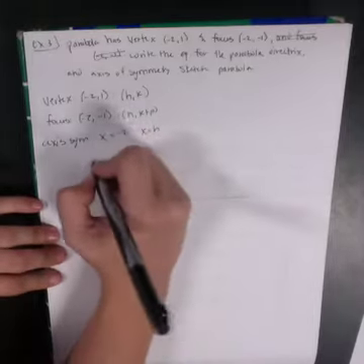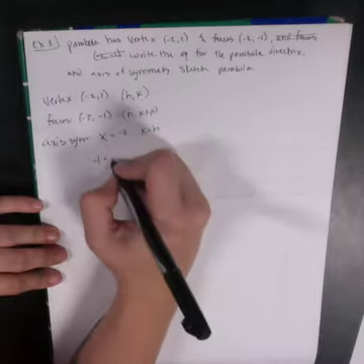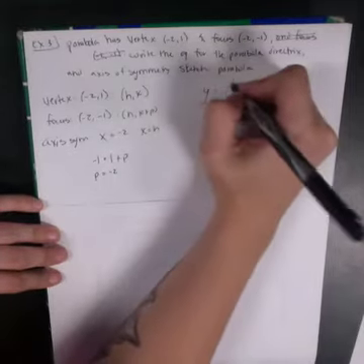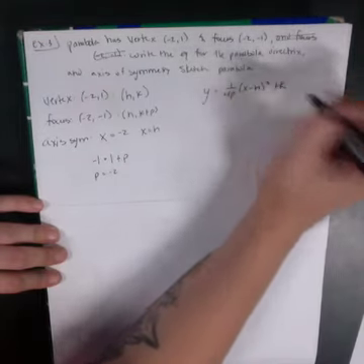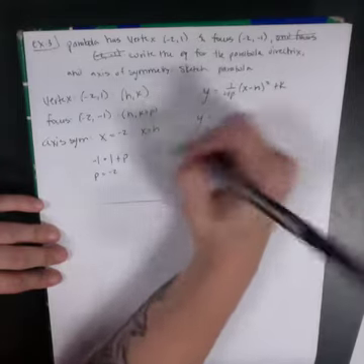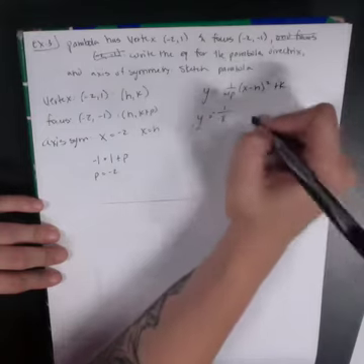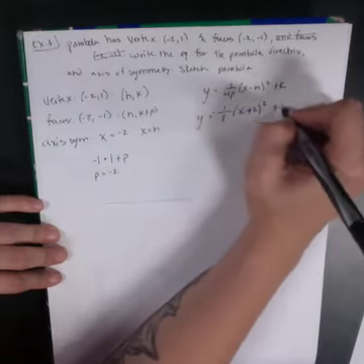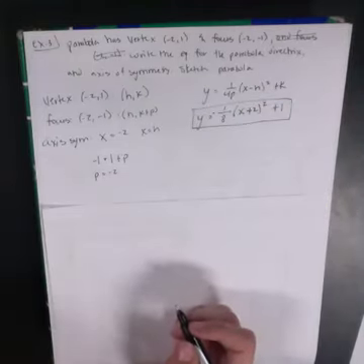So now my focus, I have negative 1 equals k plus p. And I know that my k is 1, so negative 1 equals 1 plus p. So p is negative 2. So my equation is y equals 1 over 4p times (x minus h) squared plus k. So y equals, my p is negative 2, so I have 1 over 4 times negative 2, which is negative 8, times (x minus a negative 2) squared plus 1. That's the equation of my parabola.